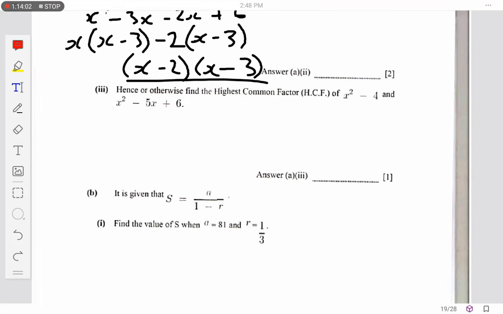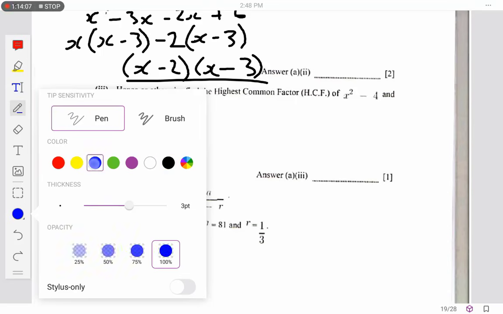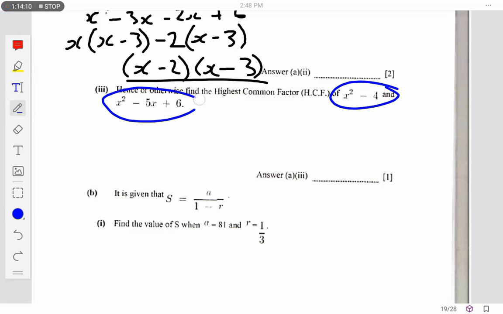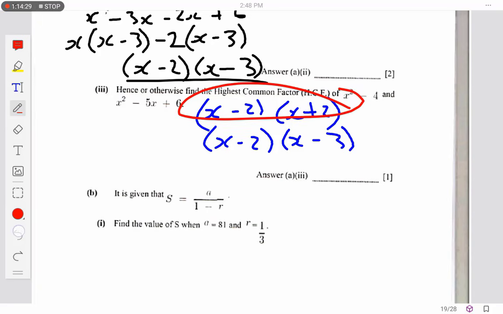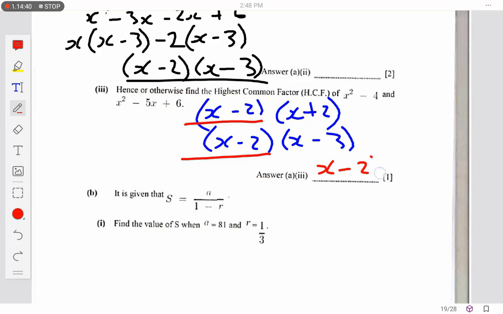The next one says, hence, find the highest common factor of the first one we had and the second one. For the first one, we said the factors were x minus 2 and x plus 2. The second one was x minus 2 and x minus 3. Highest common factor means something that goes into this expression and also goes into the other expression. We have a common bracket here, x minus 2, and here x minus 2. So the highest common factor is going to be x minus 2.